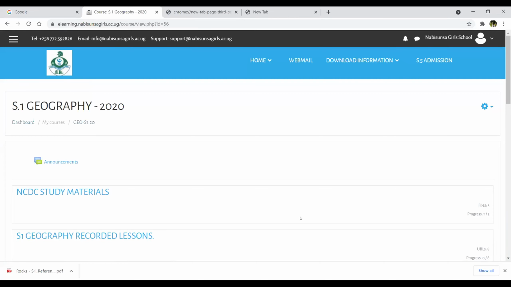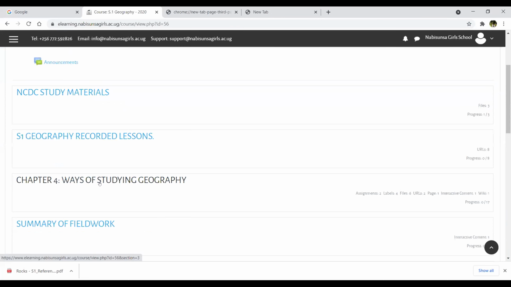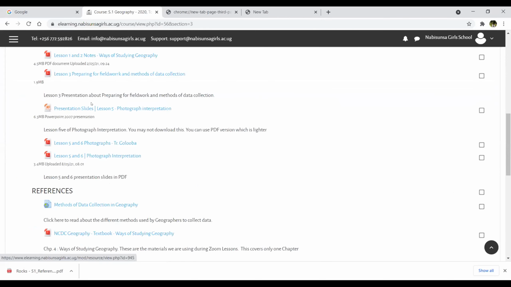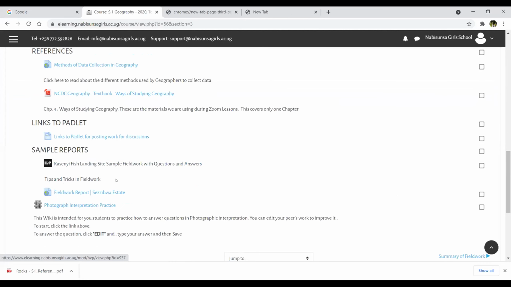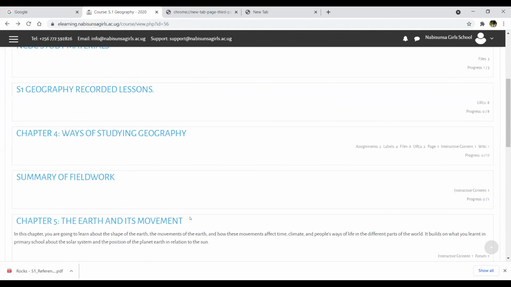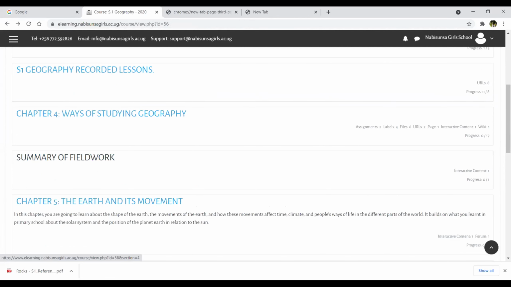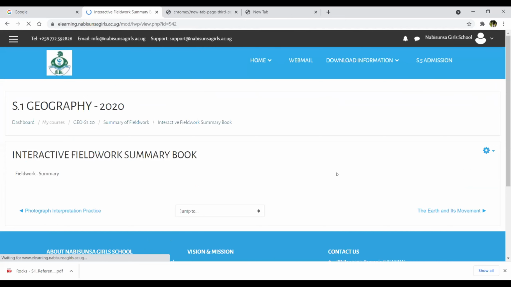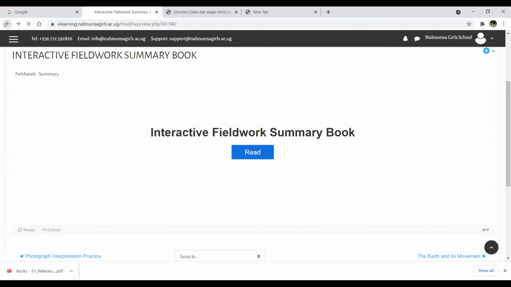Now, this is the course. In the course, you have ways of studying geography. I can click and see what there is. Inside it, you have notes. You can download the notes. You can have a link to the videos, the ones we did last time. I go back. That is chapter 4, a summary of fieldwork. I've clicked. It says interactive fieldwork summary. I can click and see a fieldwork book. Remember that thing? Read.